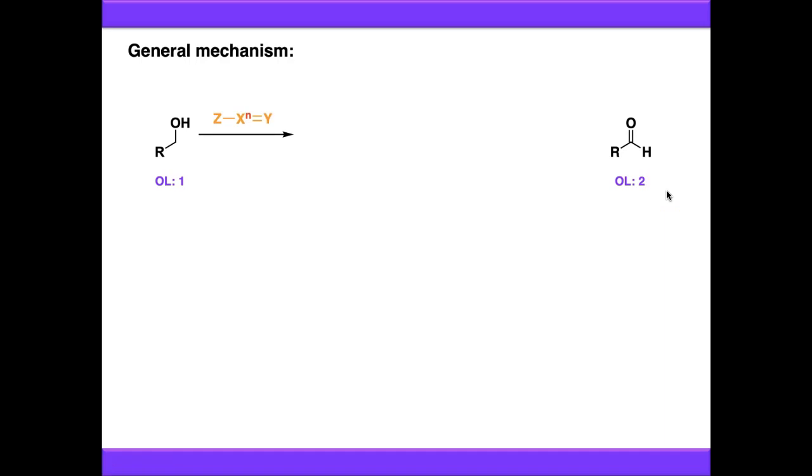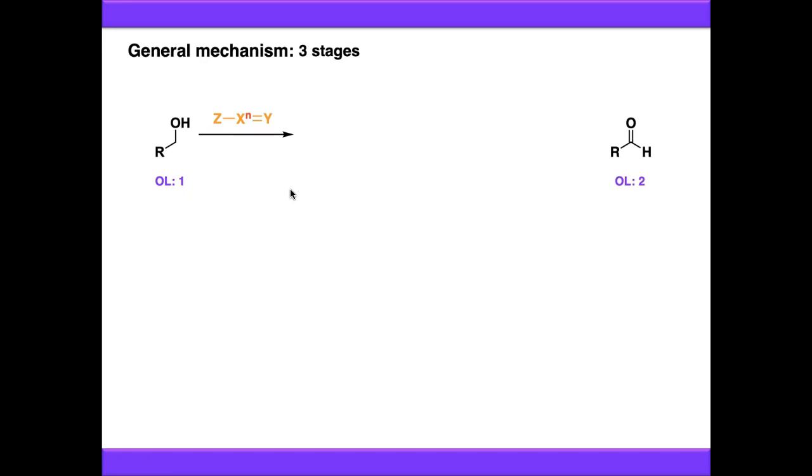So we're going to start off with a general mechanism. We're going to introduce this general oxidizing agent shown in orange, which I've abbreviated as ZXY, where X is an atom that's capable of changing oxidation state. It's capable of accepting a pair of electrons, so I've indicated the oxidation state as N. The general mechanism's got 3 stages, and we're going to track each stage through, and then we're going to map this general mechanism onto a number of specific examples of actual oxidizing agents.